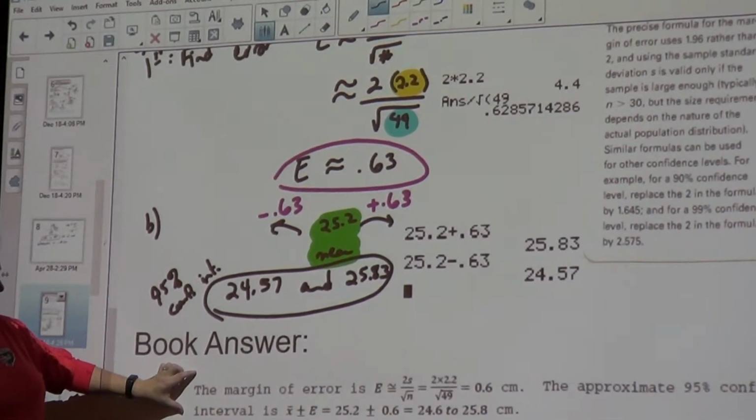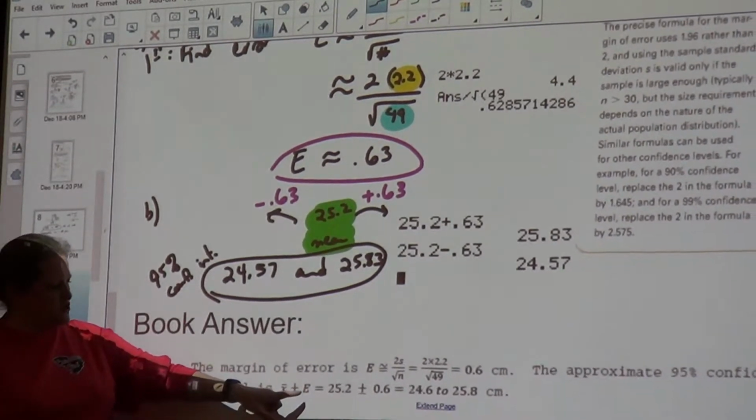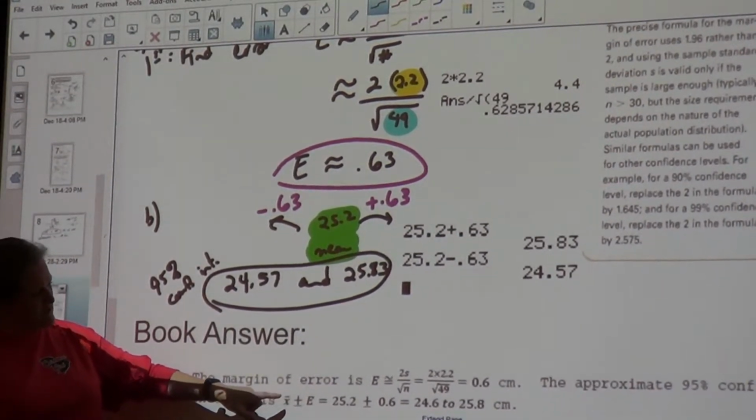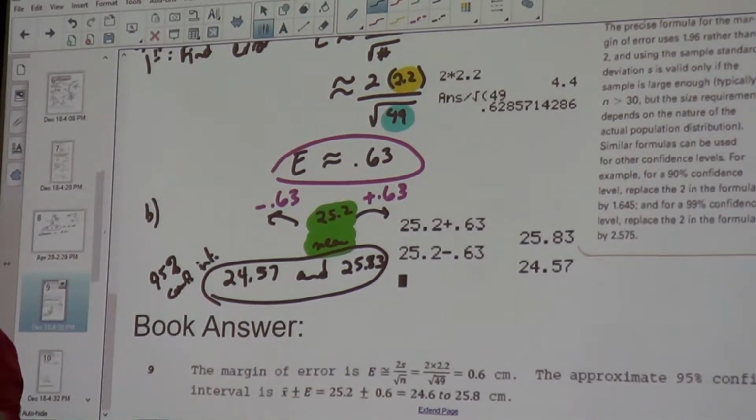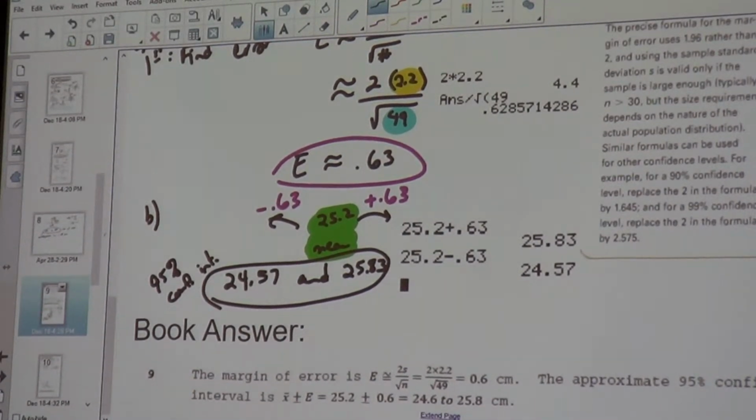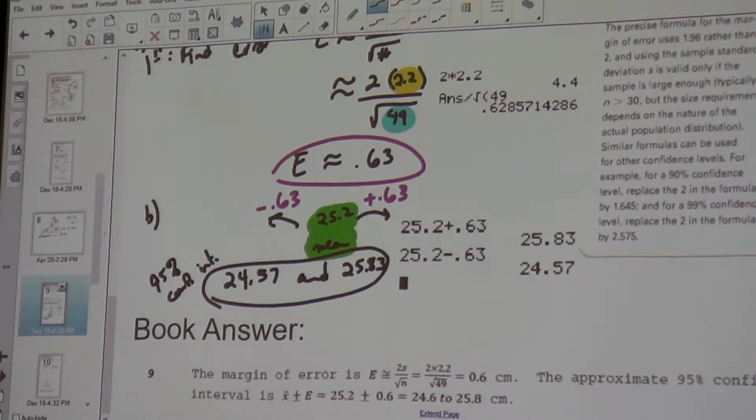X bar plus or minus E is 25.2 plus or minus 0.6, and so on. It's the same thing as what I'm doing, okay?